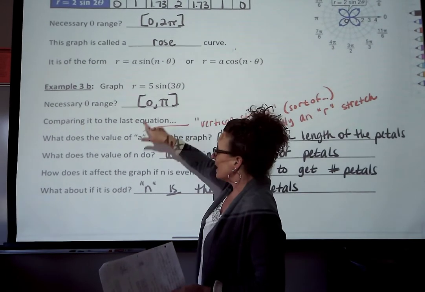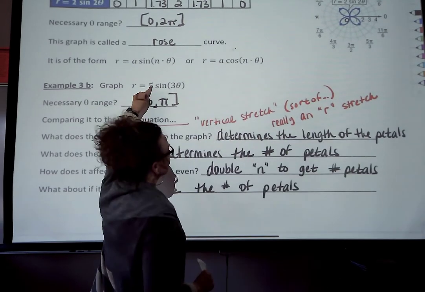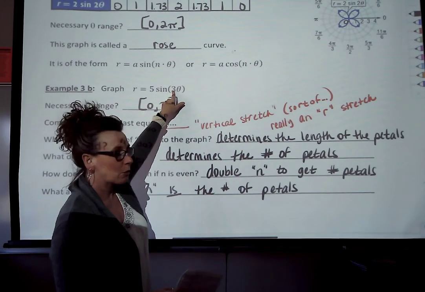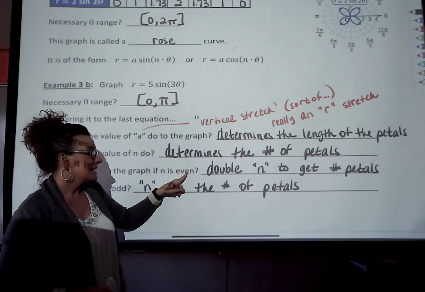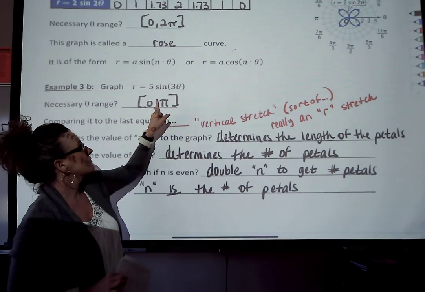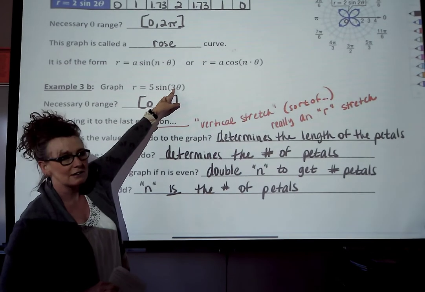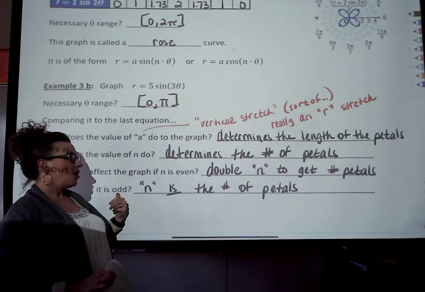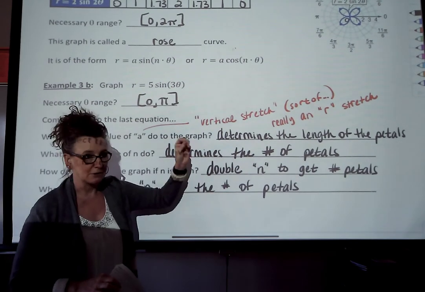If you have a number inside here, what does that do? That determines the number of petals. The number out front determines the length of the petals. The number inside determines how many petals are in my flower. And this is kind of cool. If this number in here is even, how many petals do you have? Well, you have to double the number to find out. So if this were a 4, it would have 8 petals because 4 is even. In this example, this isn't even, it's odd. So if n is odd, it's just straight up the number of petals. This is odd. My flower has 3 petals.